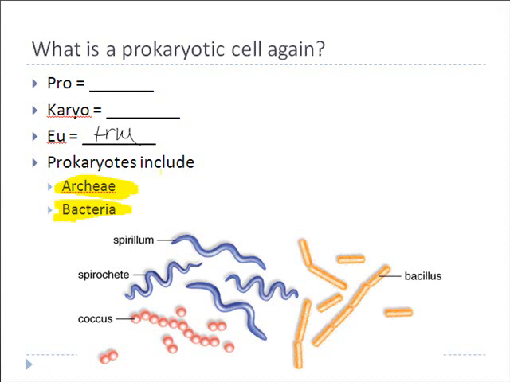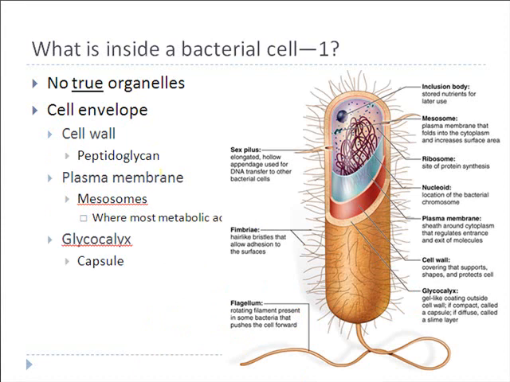And remember, those are cells similar to bacterial cells, but archaea live in very extreme environments, such as really hot environments, really cold environments, very salty environments, very acidic environments, etc. So let's take a look inside of a bacterial cell and see what all is there. First things first, bacterial cells do not have true organelles.